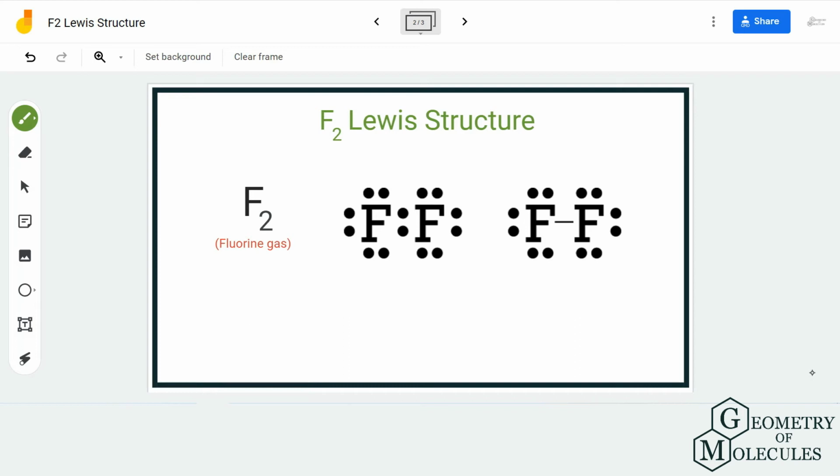Now doing that, we will have 8 valence electrons for each fluorine atom. So if you count individually, this fluorine atom has 8 valence electrons and even this has 8 valence electrons, and both these have complete octets, and hence this is a stable structure. So generally fluorine atoms just require one valence electron to have a complete outer shell, and by sharing these electrons with each other, they help each other to have a stable structure, and hence this is the Lewis structure of F2 molecule.